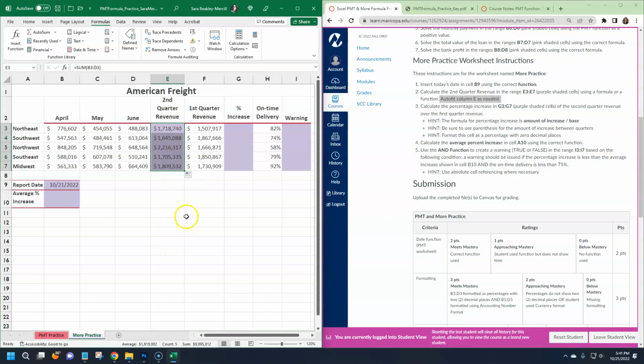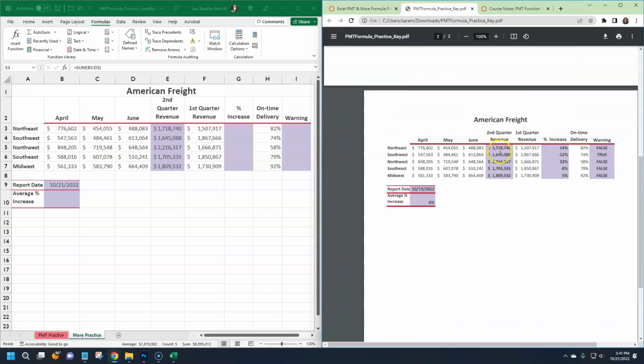All right, because we use cell referencing, I can double click my fill handle, I can drag it down, I get all of the second quarter revenue. And if we look at our answer key, you'll see that we have the same answers, okay? Mine looks bolded, so I don't ask you to bold it, but if you want to, you can. All right.